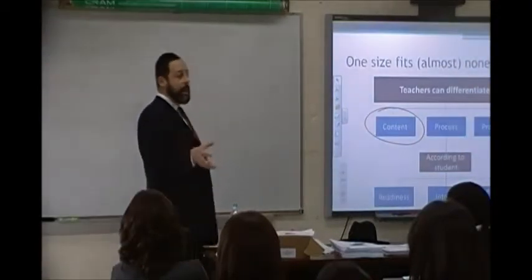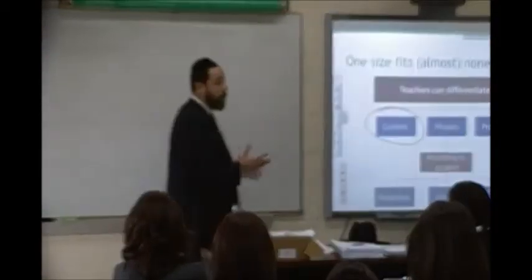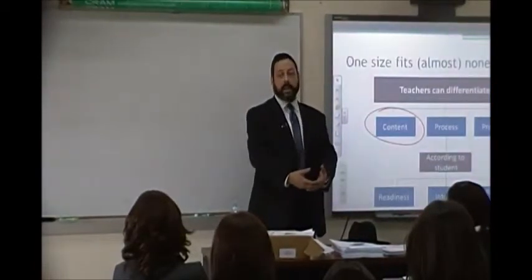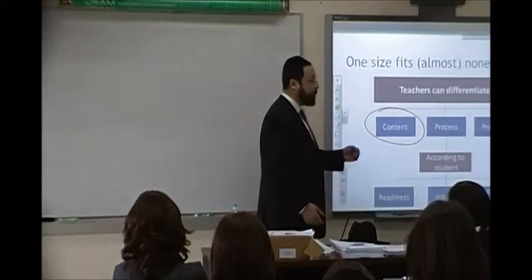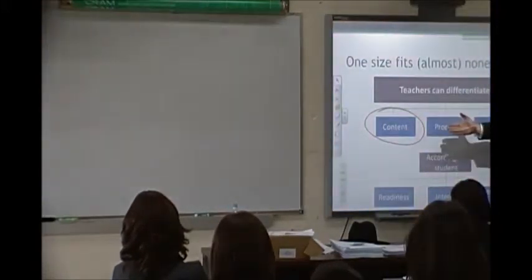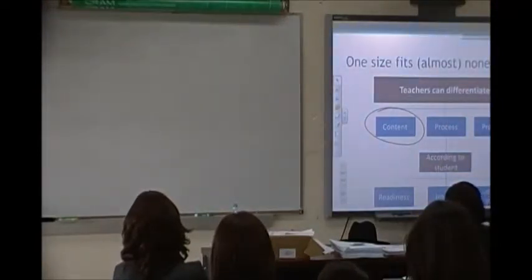We need to know the background information. Depending on what you're teaching, you need to know that they have the core skills that you need in order to be able to teach this. But for now, we're going to focus on these three, and I'll come back to content in a minute. Differentiating the content means, what am I actually giving them for them to learn?